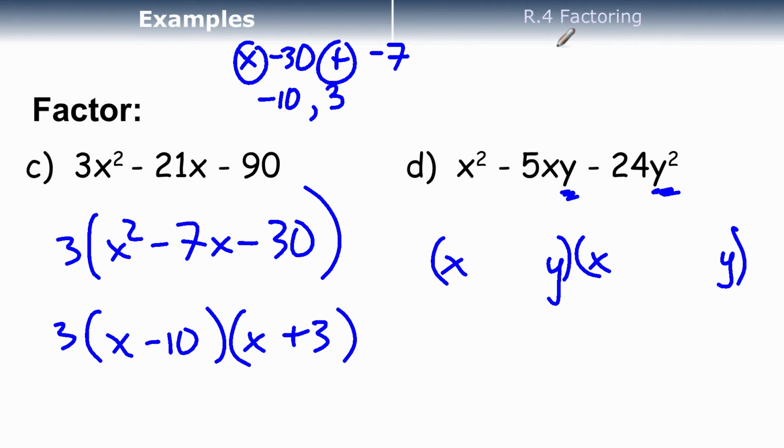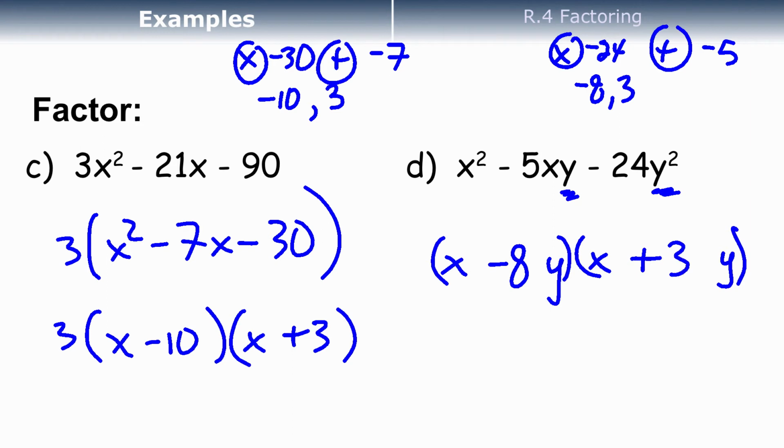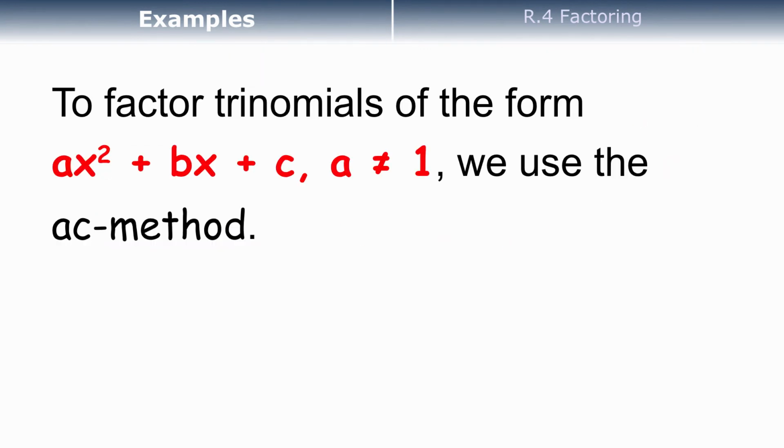What are two numbers that multiply to negative 24 and add to a negative 5? 8 and 3, so negative 8 and a positive 3, that'll give me a negative 24 if I multiply. And if I add, that gives me a negative 5. Those are my numbers. So minus 8 there, positive 3 there. Okay, you'll probably want to practice that factoring quite a bit because it's an important skill to use.